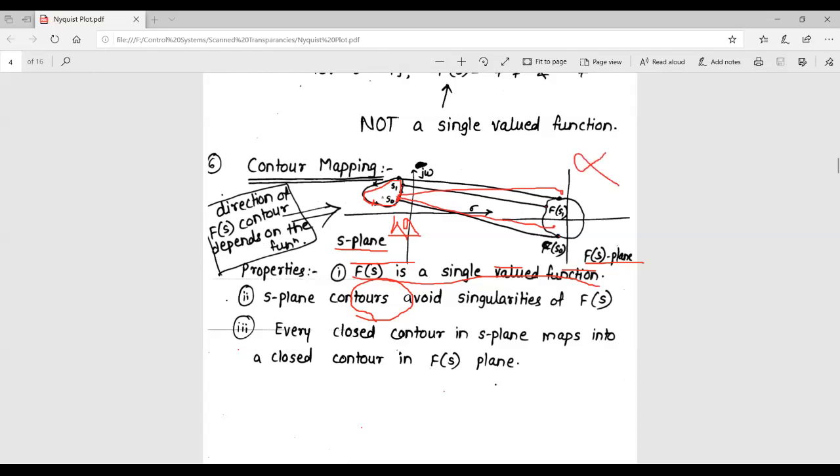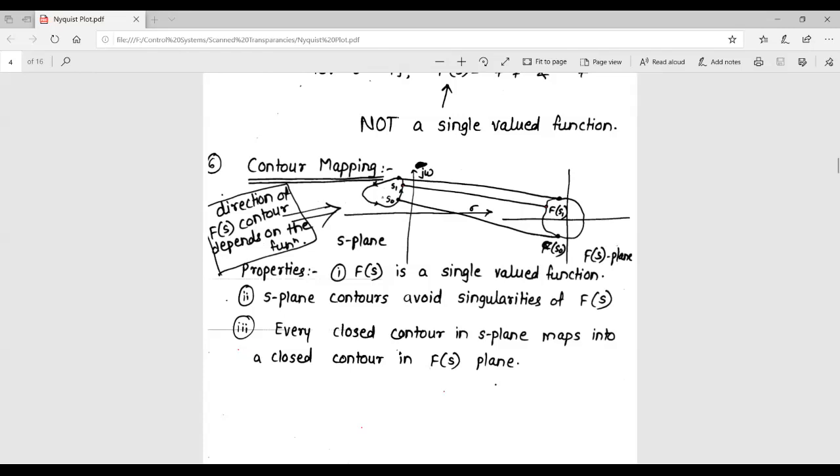So that is why the single valued function is considered as f of s, and f of s must be analytic at all points. Points on the contour in the s-plane must not pass through or contain a singularity, right? So this is called contour mapping.